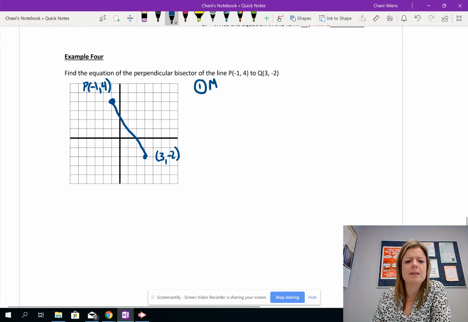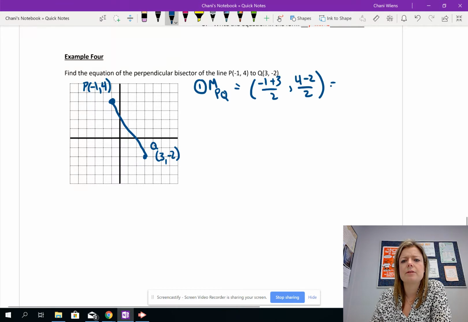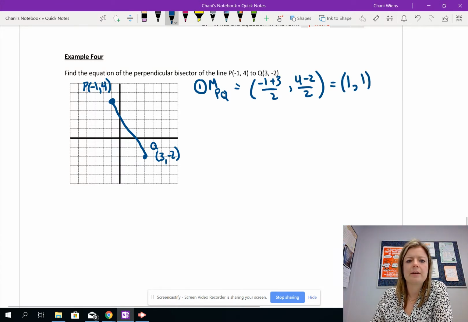So the midpoint of PQ is -1 plus 3 divided by 2 and 4 minus 2 divided by 2. So that is 1, 1. So does that look right? Yes, that makes sense that the midpoint is 1, 1.